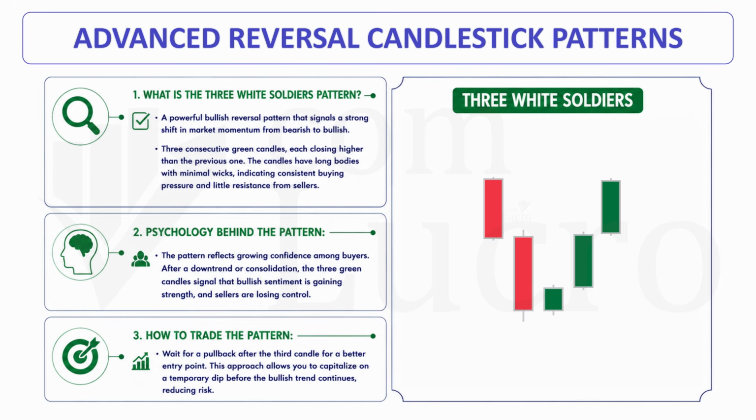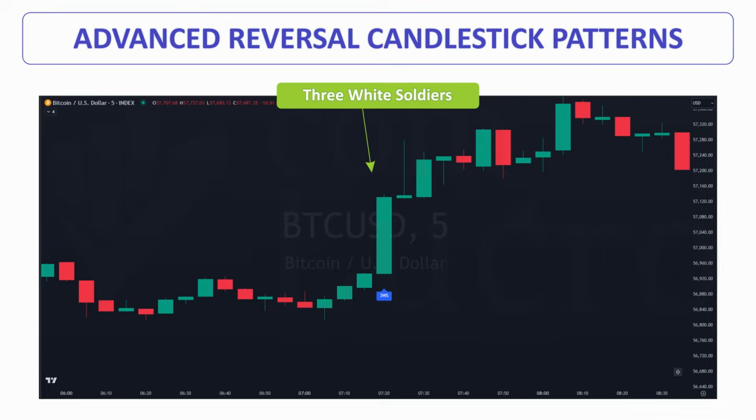The psychology behind this pattern reflects growing confidence among buyers after a period of downtrend or consolidation. The appearance of these three candles shows that bullish sentiment is gaining strength and sellers are losing their grip. How do we trade the three white soldiers? A common strategy is to wait for a pullback after the third candle, as this can provide a better entry point. The idea is to capitalize on a temporary dip before the upward trend continues, ensuring you enter the trade with reduced risk.